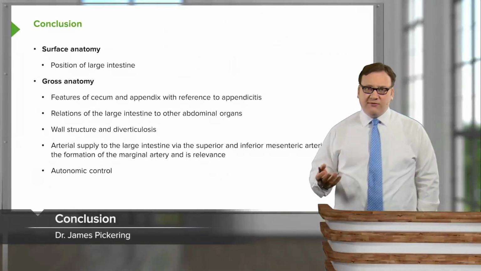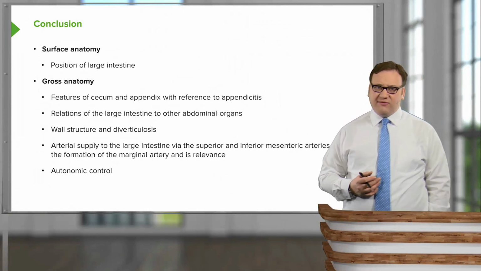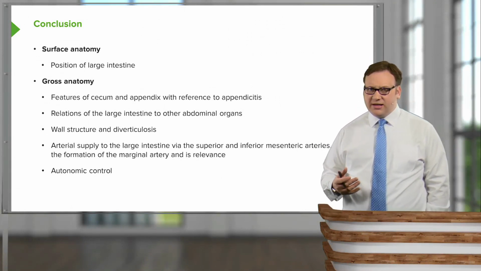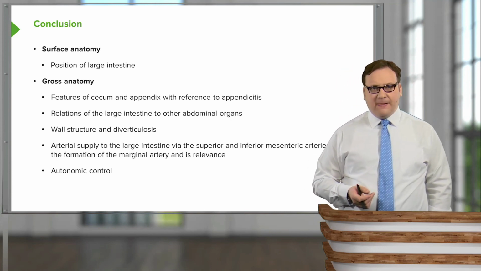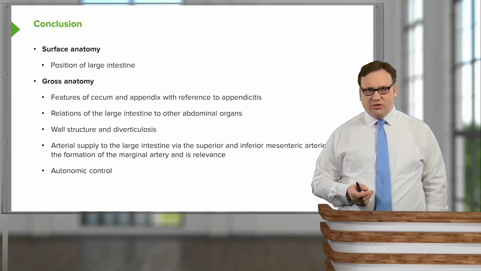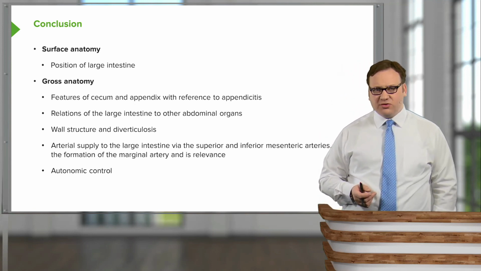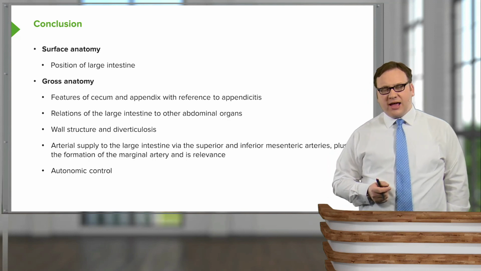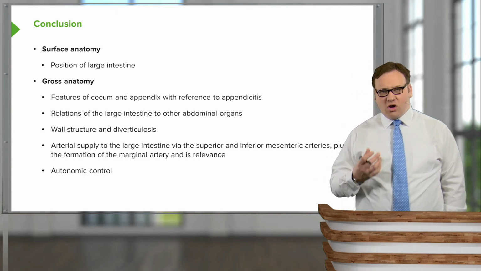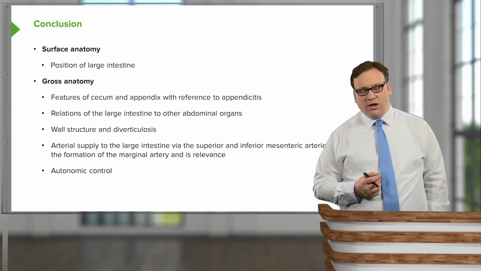So in conclusion, we've looked at the position of the large intestine, we've mirrored it onto the wall of the abdomen, looked at the surface anatomy, and then we've explored the gross anatomy of the large intestine, looking at the cecum and appendix, and then we spoke about appendicitis briefly. Relations of the large intestine to other abdominal organs, we've looked at the wall structure and diverticulosis and how that can lead to diverticulitis. We then briefly, towards the end, looked at the arterial supply to the large intestine and how the superior and inferior mesenteric arteries and the formation of the marginal artery contribute to its blood supply. And then briefly again at the end, we looked at the autonomic control of the large intestine.